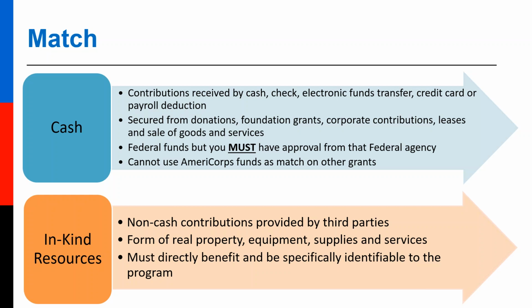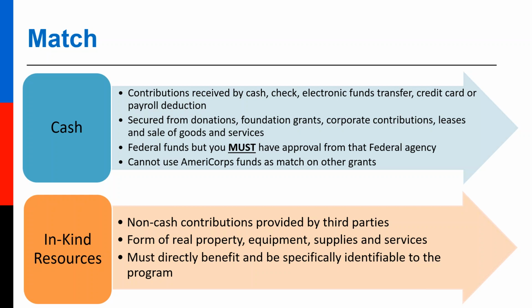In-kind resources are defined as non-cash contributions provided by third parties. In-kind resources may be in the form of real property, equipment, supplies, and services. And to be allowable, the in-kind resource must directly benefit and be specifically identifiable to the program. In addition, you have to treat the CNCS share and grantee share the same in terms of documentation, allowability, and up to amount for like the living allowance and supplies, etc.